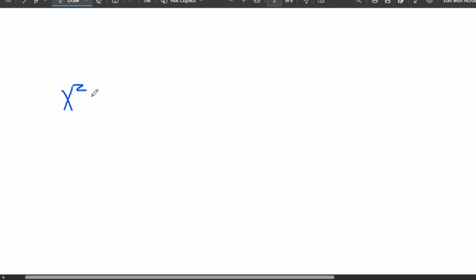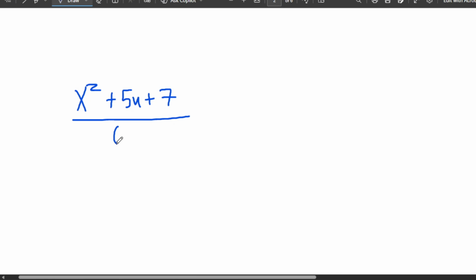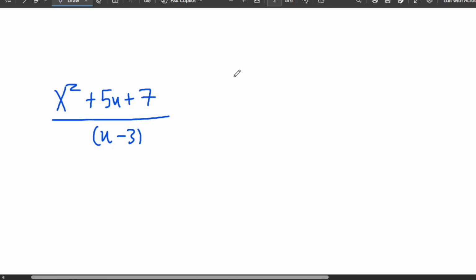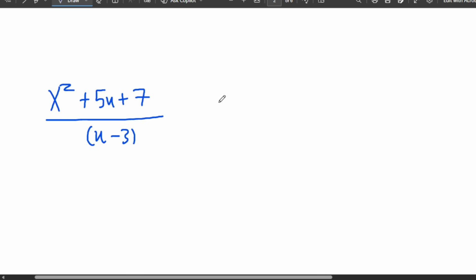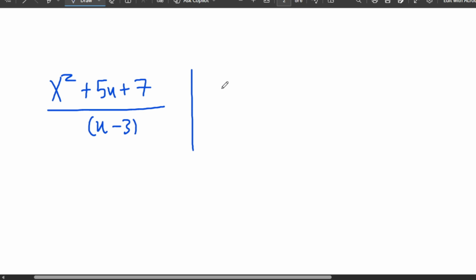Let's say we want to divide a rational quadratic, so x squared plus 5x plus, let's say, 7 over x minus 3. To do this we can do either synthetic or long division. First, we're going to do long division. So long division is like this.